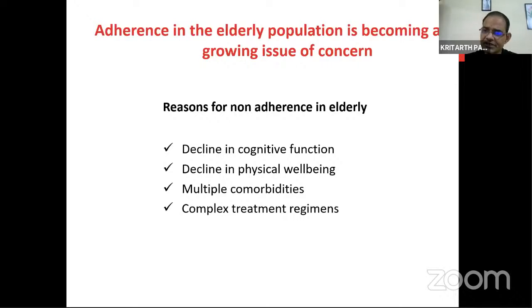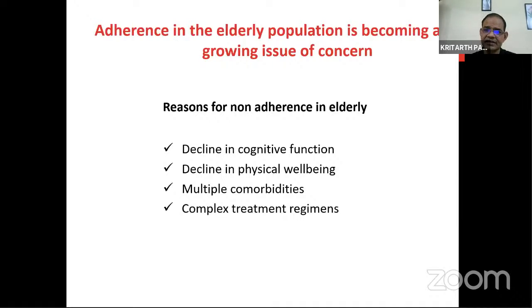So we should always prescribe the minimum number of drugs and maximum dose. So the number of pills can be decreased, and the patient is comfortable with that. And complex treatment as well. With a patient having multiple diseases, you have to give multiple disease treatments.